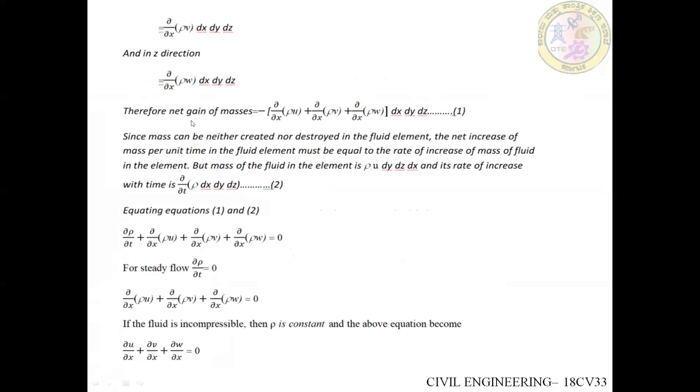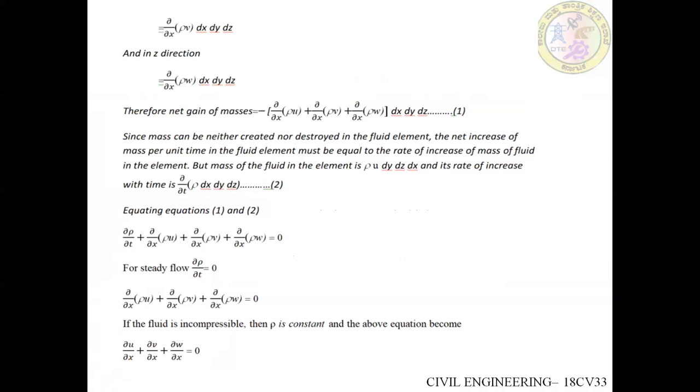Therefore, let us calculate the net gain of mass. We have to add all the three gains in mass in all the 3 directions, that is x, y and z. So we end up with equation 1. Since mass can neither be created nor destroyed, the net increase of mass per unit time in a fluid must be equal to the rate of increase of mass of fluid in the element.